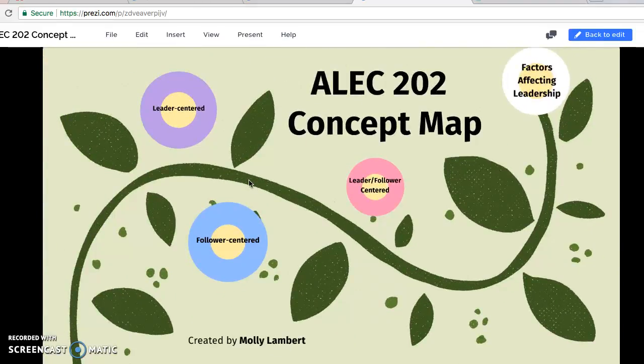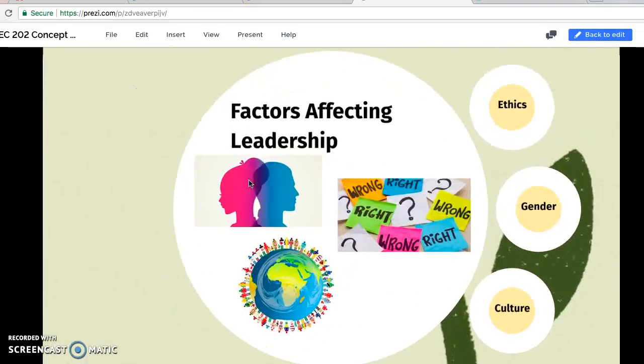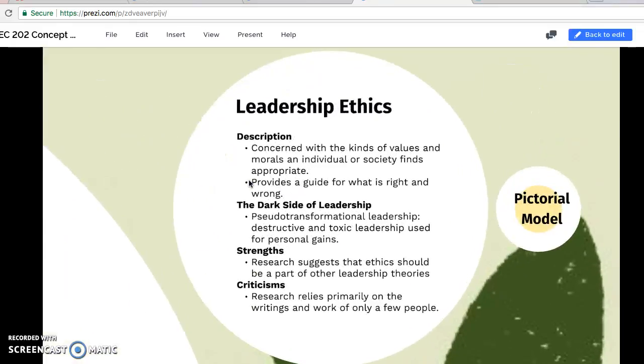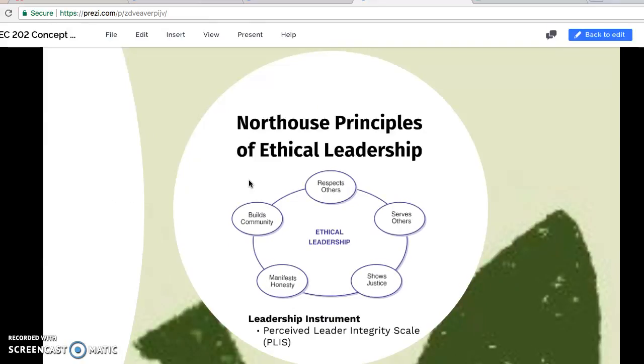Finally, we have the factors affecting leadership. Although these haven't been made into their own theories, they still affect the way leadership is conducted. First of all is ethics, and it's concerned with the kinds of values and morals an individual or society finds appropriate. I think it's important to say what the dark side of leadership is. This is pseudo-transformational leadership, and it's the destructive and toxic leadership used for personal gains. This is the model of ethical leadership.